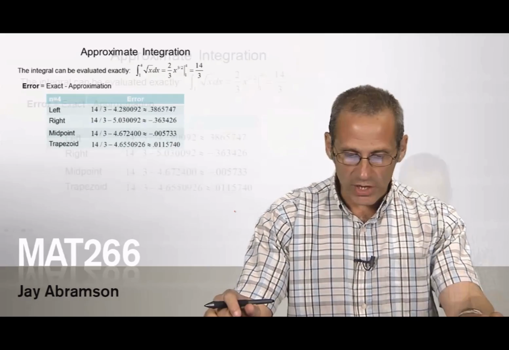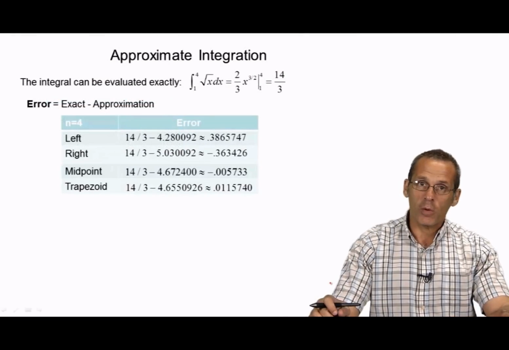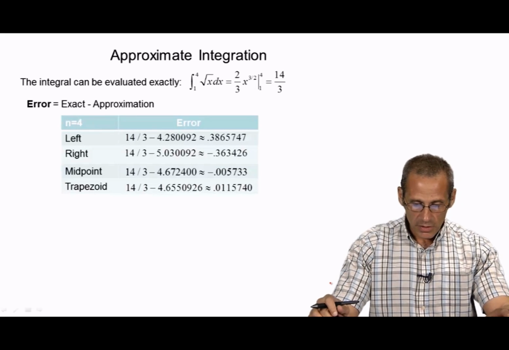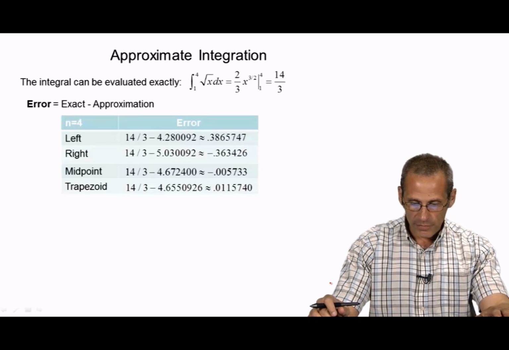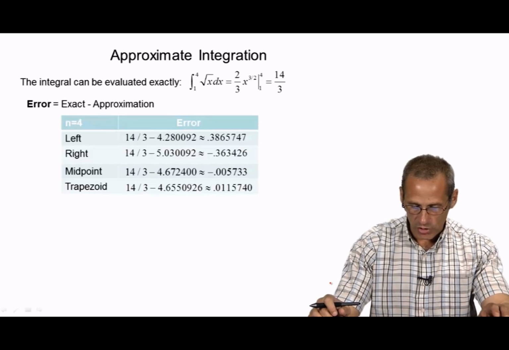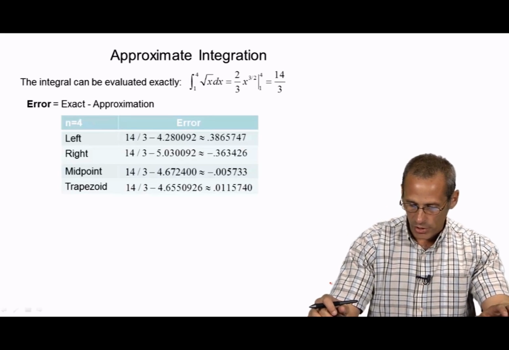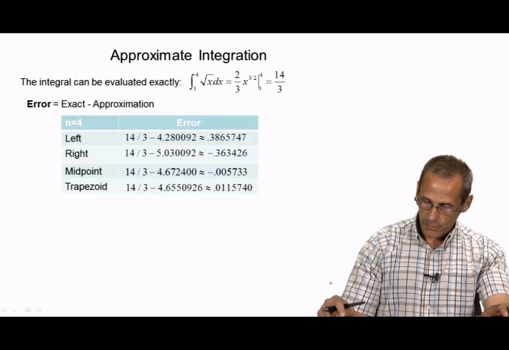And so that means when you take a look at the errors that the four methods would yield, when n is 4, the left-hand approximation is off by 0.386. The right-hand approximation is off by roughly negative 0.363. The midpoint approximation is off by roughly negative 0.006, and the trapezoidal approximation is off by roughly 0.012.